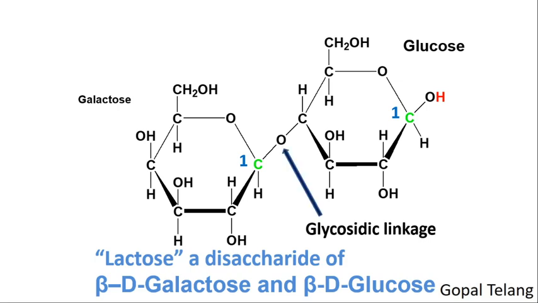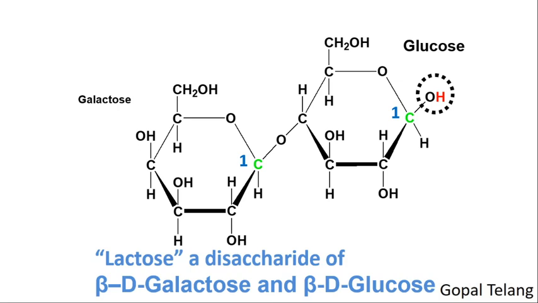Similarly, observe, this is the glycosidic linkage, the first ring will not open, but the second has the free hemiacetal OH group, and therefore there is formation of the free aldehyde group by the second ring, and therefore lactose is also a reducing sugar.